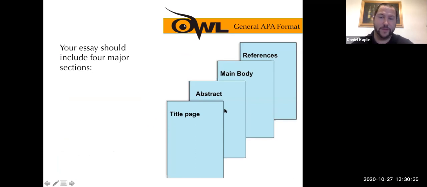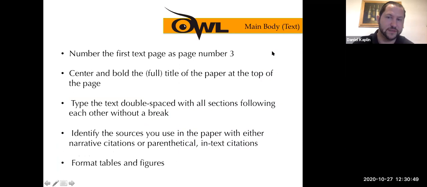So now here's the general format in essays. You're going to have a title page, you're going to have an abstract, you're going to have your body, depending on whether it's a quantitative, qualitative, literature review, or other. All that description was about the body, what's covered, and then you have your references. So now you have the main body, which is the text. That starts on page 3. You have your full title at the top of the page.